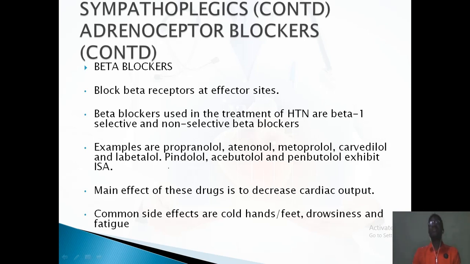The beta 2 blockers act mainly on the uterus and the lungs, so they are not of concern to us in the treatment of hypertension. The ones that are of concern are beta 1 selective and non-selective beta blockers. Examples are propranolol. Propranolol is a non-selective beta 1 and beta 2 blocker. There are others, like carvedilol. Carvedilol blocks both alpha receptors and beta receptors. Note that for MCQ.